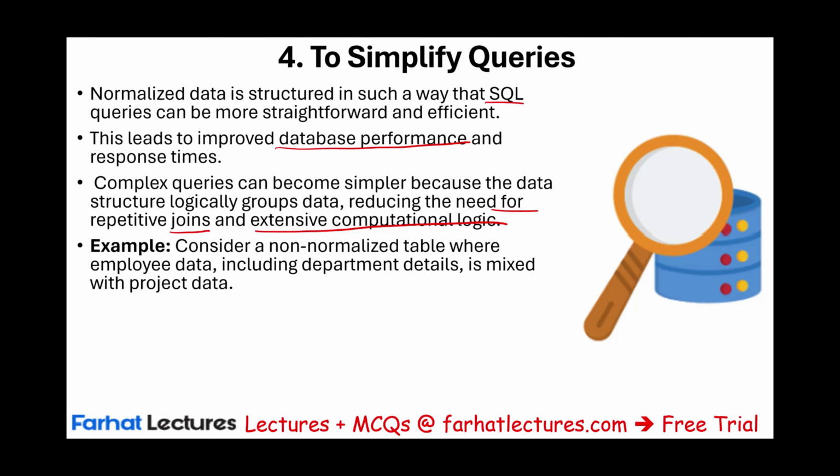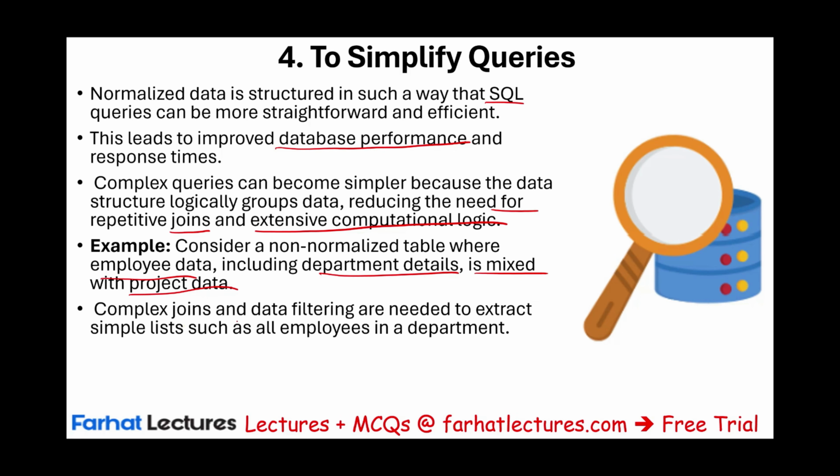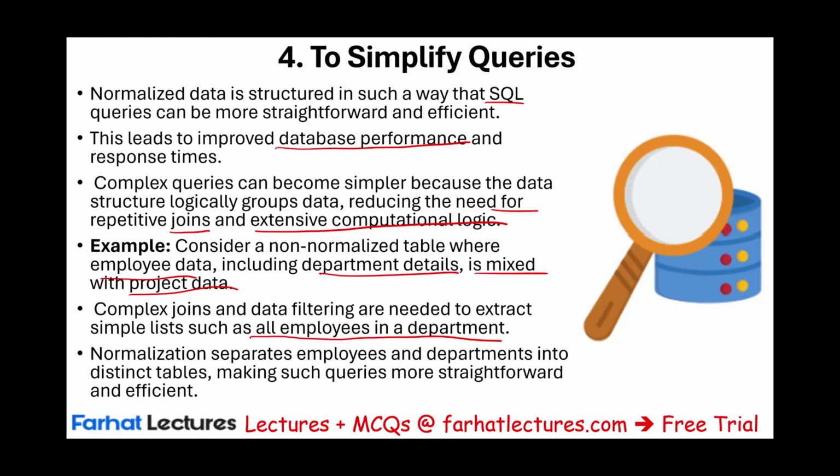Consider a non-normalized table where employee data, including department details, is mixed with project data. Complex joins and data filtering are needed to extract simple lists such as all employees in a department, because now you have to look at project and department at the same time, since they're mixed up. Normalization separates employees and departments into distinct tables, making such queries more straightforward and efficient. It just makes looking up stuff way easier.